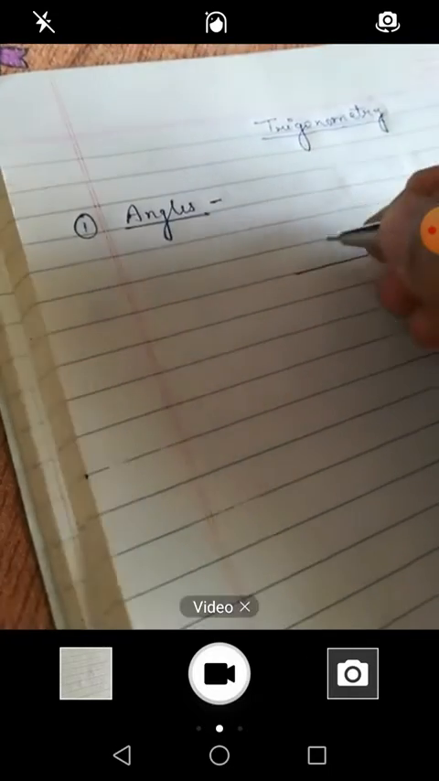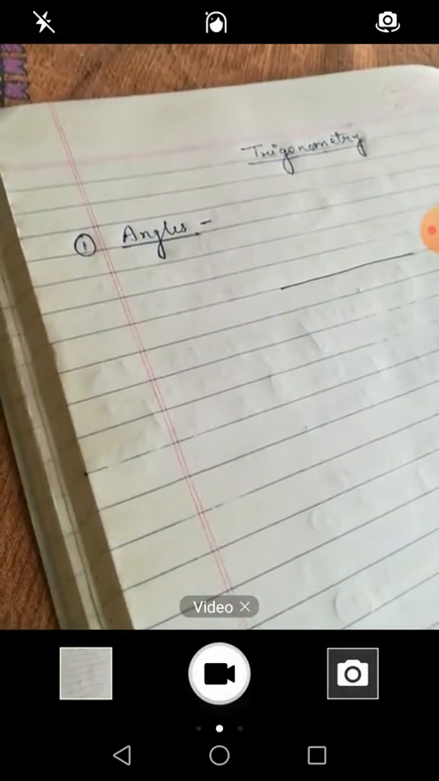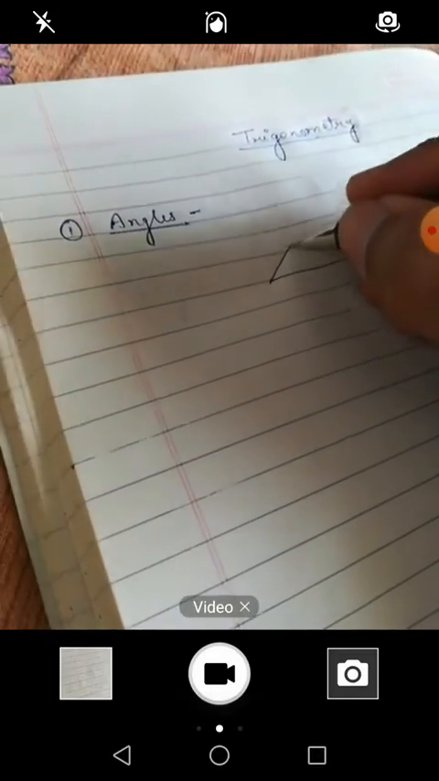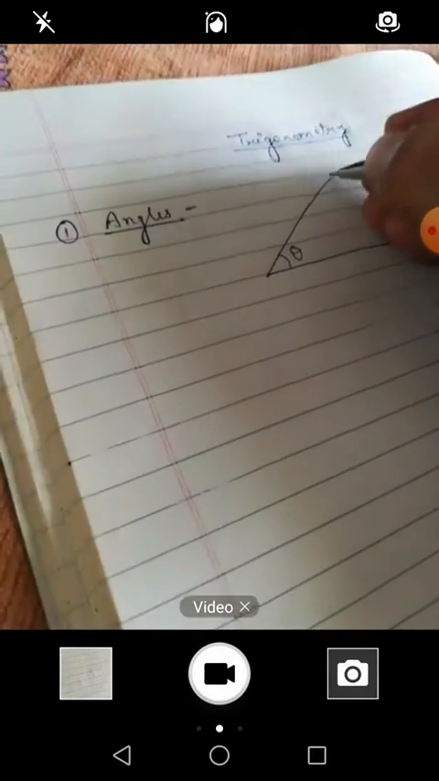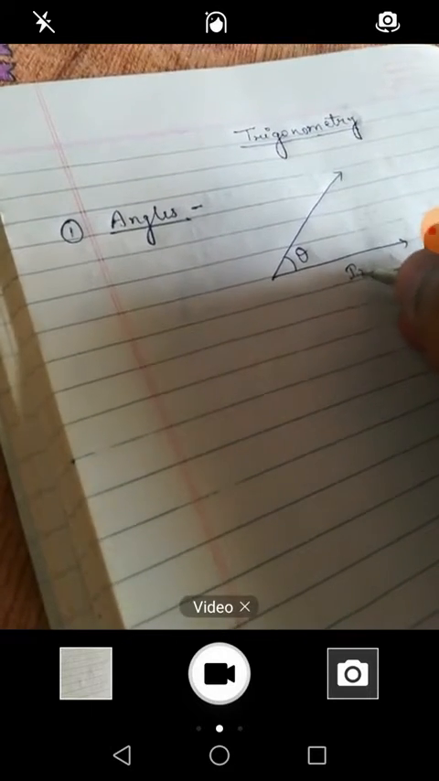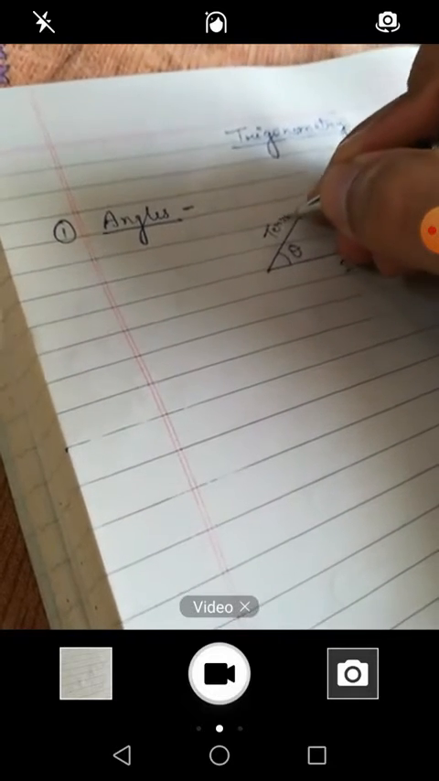When a line rotates from its initial position, it forms an angle. The initial position of the line is known as the initial side, and the final position of the line is known as the terminal side.